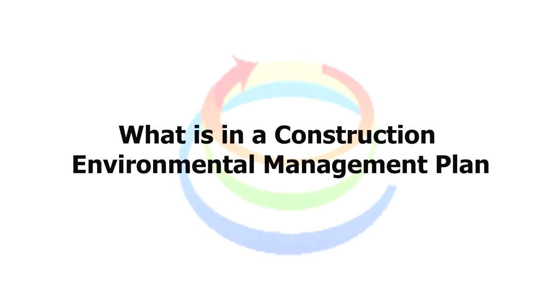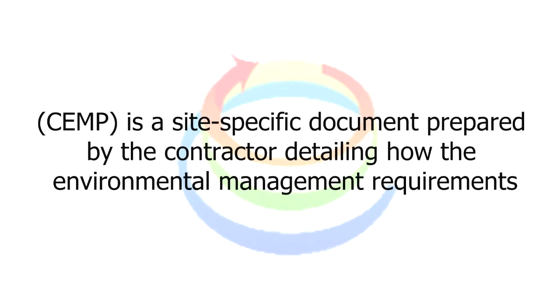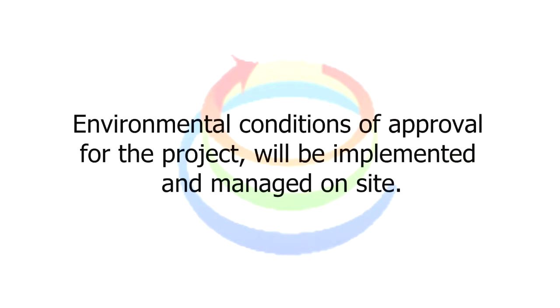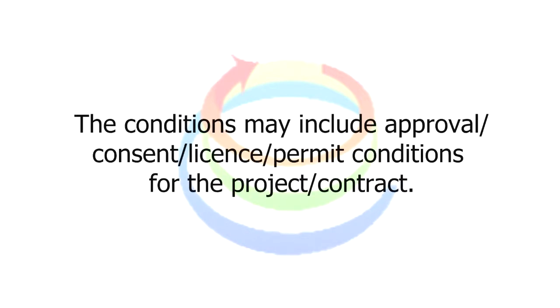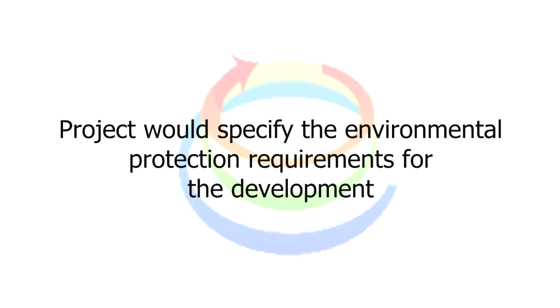What is in a Construction Environmental Management Plan? The Construction Environmental Management Plan, or CEMP, is a site-specific document prepared by the contractor detailing how the environmental management requirements, as identified in the environmental conditions of approval for the project, will be implemented and managed on site. The conditions may include approval or consent or license or permit conditions for the project or contract. Typically, the contract specification for the project would specify the environmental protection requirements for the development.